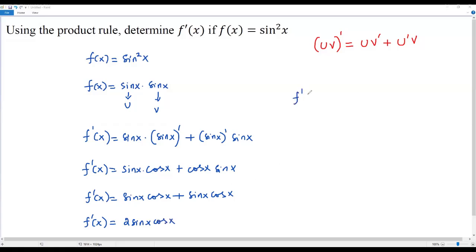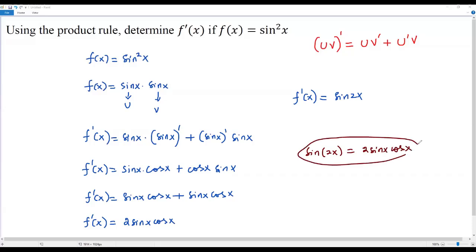Here we can use the double angle identity in trigonometry to simplify this. This 2 sin x cosine x can be written as sin 2x, because in trigonometry the angle is multiplied by 2, so it's called a double angle. Sin 2x equals 2 times sin x times cosine x. This is the double angle identity. Instead of 2 sin x cosine x, we can write sin 2x. Using the product rule, I got the derivative of the given function f of x equals sin square x. Its derivative is just sin 2x.